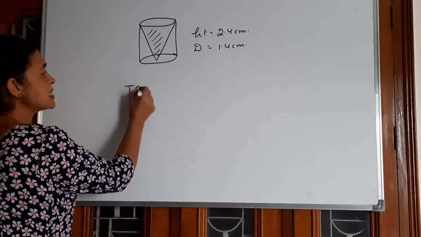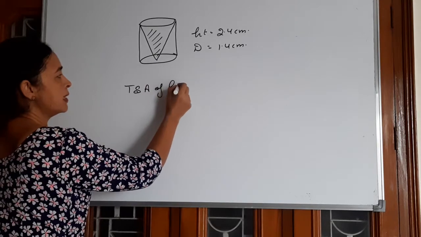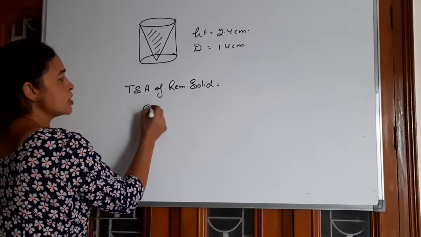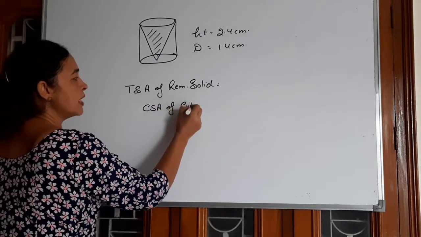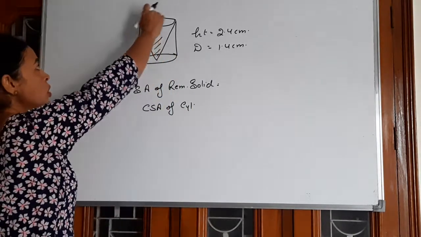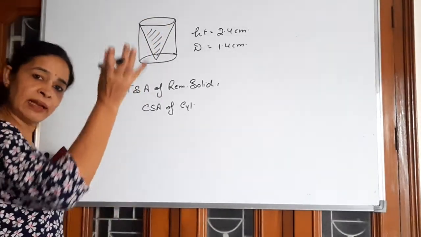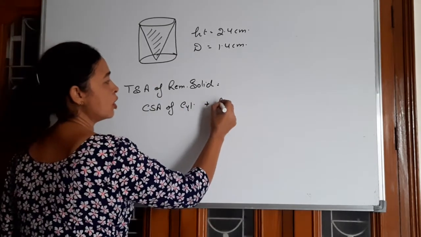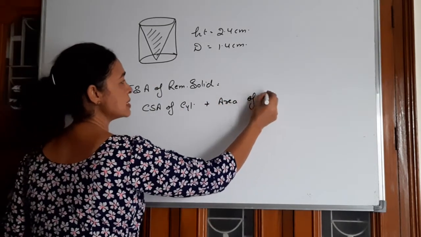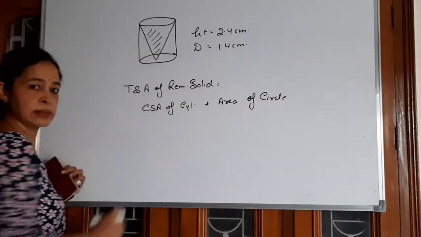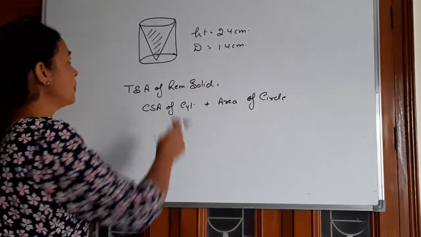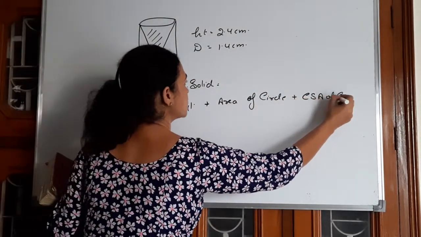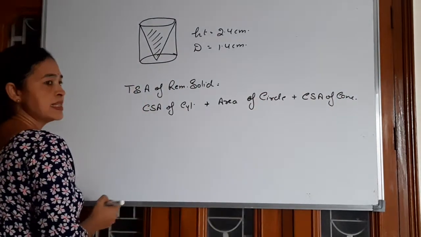Now, what will be the TSA of the remaining solid? It will be CSA of our cylinder. We can't take the total surface area of the cylinder because we don't have to paint the upper portion, that is hollowed out. We have to take only the lower one, plus area of circle, this portion of the cylinder, plus CSA of cone. Clear?